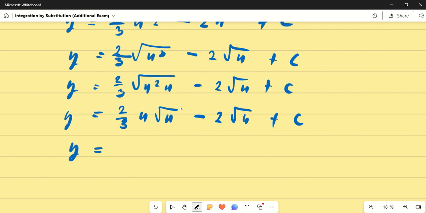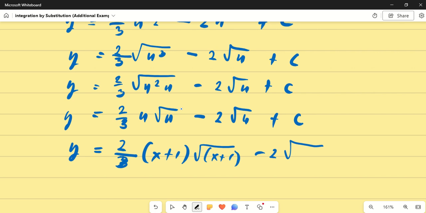So our answer will now then be equal to 2/3. Okay, 2/3 times u. Your u here originally is x plus 1. So we write here x plus 1, and then the square root of, of course, your x plus 1 minus 2. Then you write again x plus 1 here to replace u. So x plus 1 plus, of course, the arbitrary constant c. This is now the general solution of the differential equation.